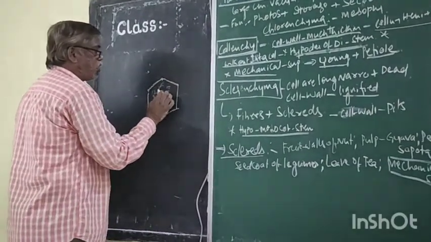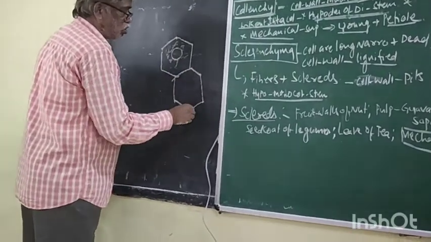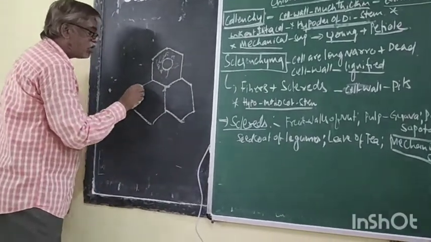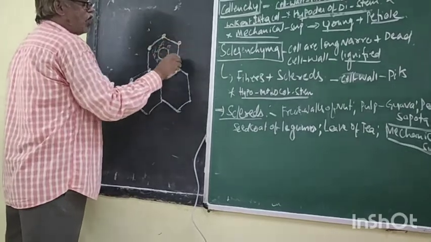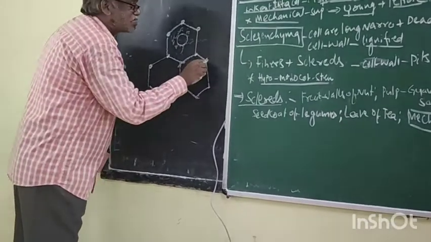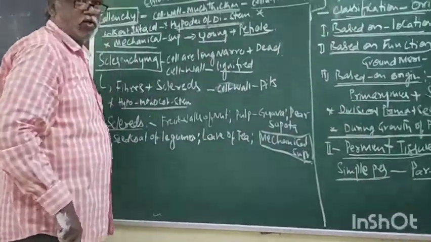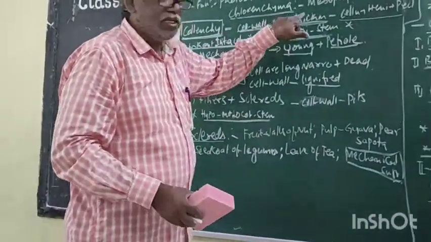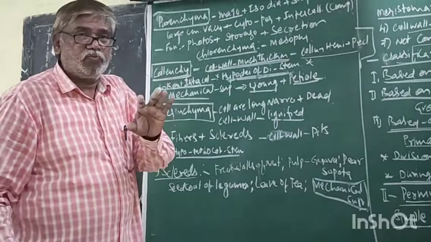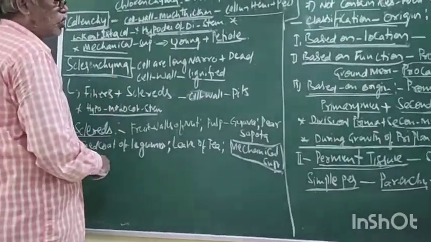Here is one chlorenchyma cell, with protoplast and a central nucleus. Here is another chlorenchyma cell. Now, the corner. The cell wall becomes more thick at the corners. That is the important feature of chlorenchyma. The cell wall is much thickened at the corners. Be careful, keep this in your mind. It is the important feature of chlorenchyma.